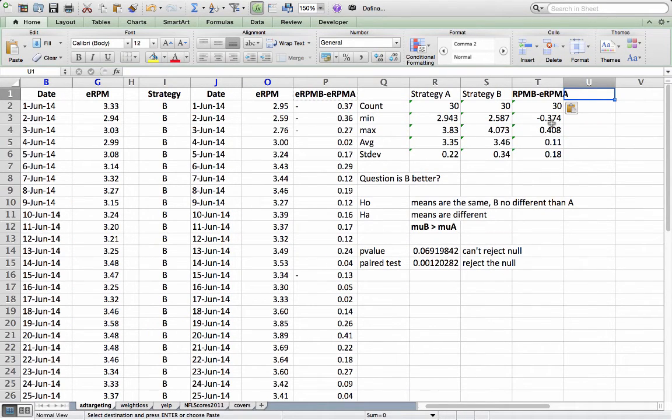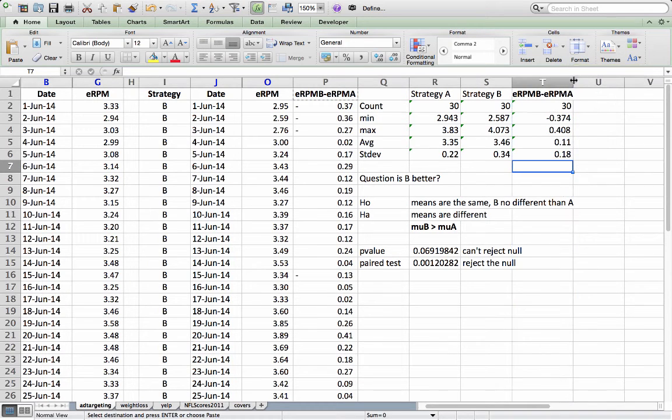So here again, 30 observations, the difference between the means. Not necessarily negative, but the smallest of the differences is minus 0.37. The largest is 0.4. The average is 0.14 again. So the mean of the differences is the same as the difference in the means. And then a standard deviation a little bit lower than the standard deviation of either of those, again, because we're working with the difference. And so now, we argued in the paired test that we're really talking about how they perform in a given day.